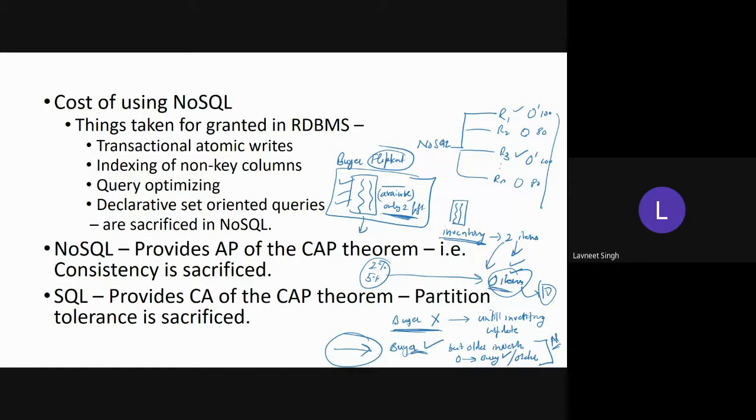in NoSQL databases, A and P of the CAP theorem are provided, consistency is sacrificed. In RDBMS or SQL databases, P is sacrificed, and C and A are provided. Consistency is provided. Partition tolerance is not. Partition tolerance, what is that? Partition, the data cannot be partitioned.